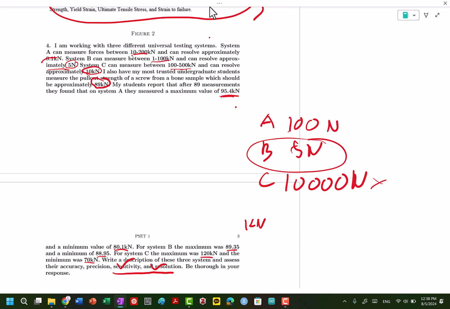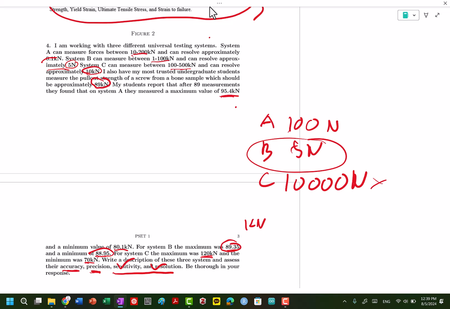89 kilonewtons. So let's look at some of the measurements that we're seeing here. In terms of accuracy, it looks like system B is the best because we're basically right on that value of around 89. So this is looking good. So system B is the most accurate as well. Also, it looks to have the most precision as well. So precision-wise, we can see that there's not much deviation here.